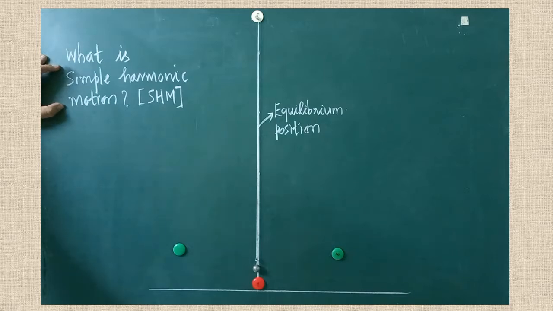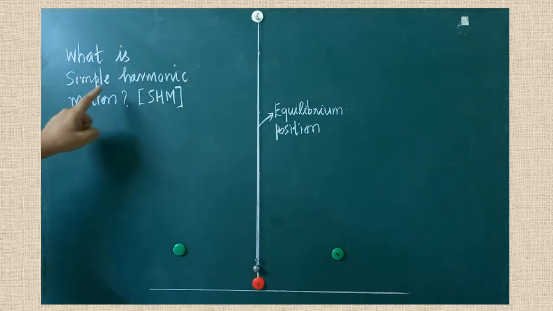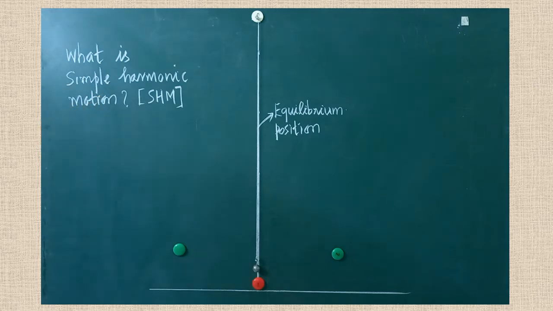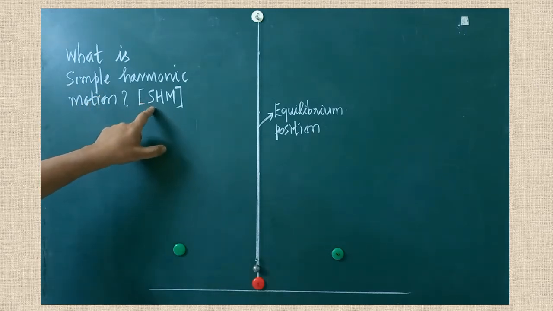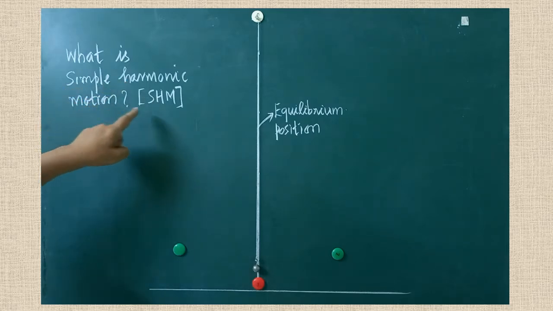Already you may have learnt about different kinds of motions in the previous topics: linear motion, circular motion, rotational motion. So different kinds of motions were already taught in the previous classes. Now you are going to learn a new term called simple harmonic motion. It can be simply called SHM. In future, instead of saying simple harmonic motion, we can call it SHM.